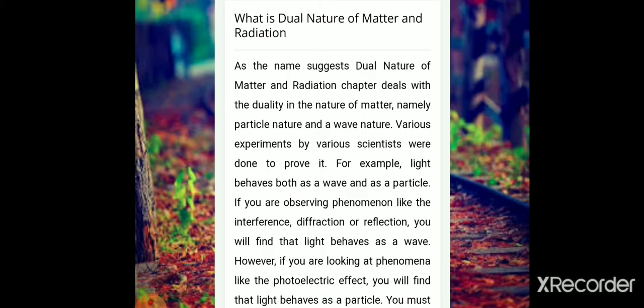If we are observing phenomena like interference, diffraction or reflection, which we will be dealing with in the chapter optics, we can find that light behaves as a wave. But the phenomenon of photoelectric effect cannot be explained using the wave nature of light. So, here we are going to find the fact that light behaves both as a wave and also as a particle.